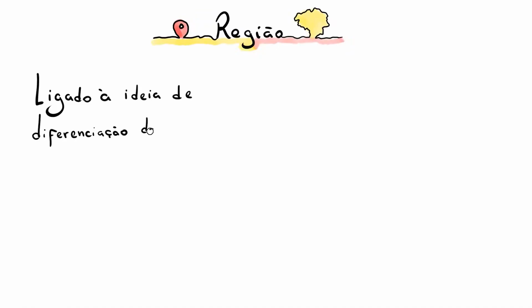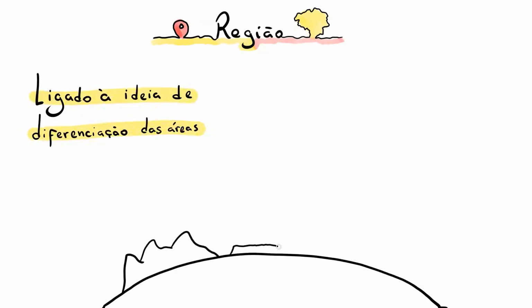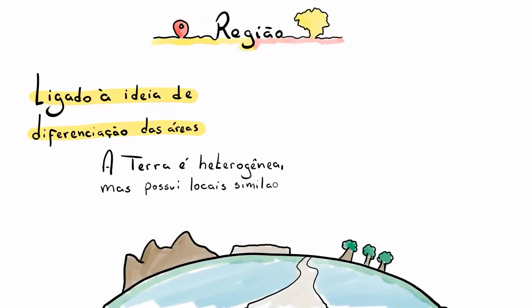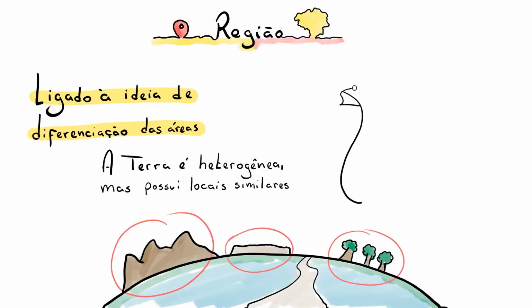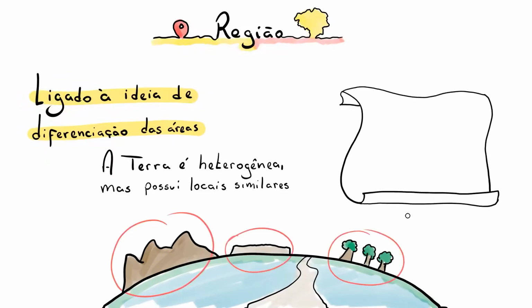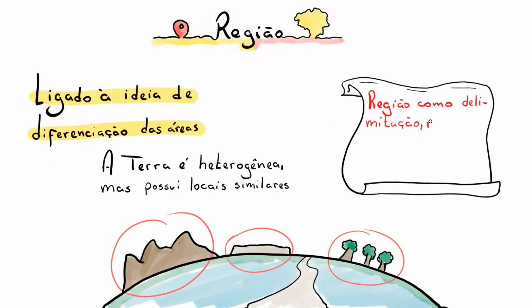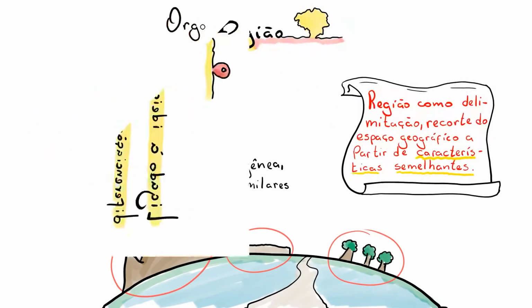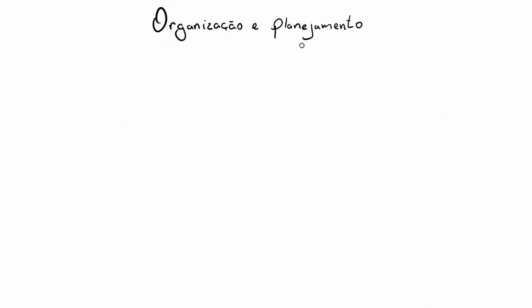So, about region, it's a concept mainly connected to the idea of differences between areas. The Earth, as we know, has heterogeneous surfaces, meaning they are different from each other. However, it also has homogeneous surfaces, which have certain similar characteristics among themselves. In this sense, the concept of region is linked to the idea of delimitation, of dividing the geographic space based on similar internal characteristics. And this idea of similar characteristics within the concept of region is essential. Keep that in mind, okay? But we'll talk a bit more about this topic in a moment.